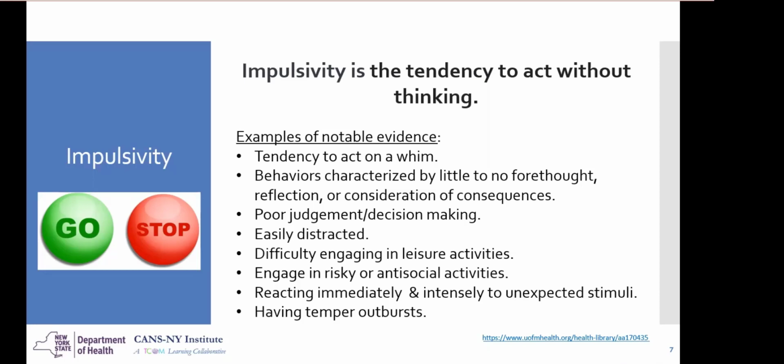So when we think about impulsivity, we want to think about this as the tendency to act without thinking. And as we go through some of these examples, like the tendency to act on a whim, having behaviors characterized by little to no forethought, a deflection of some sort, right? Poor judgment, poor decision making, being easily distracted. These are just a few notable pieces of evidence when we are assessing a child with impulsivity.